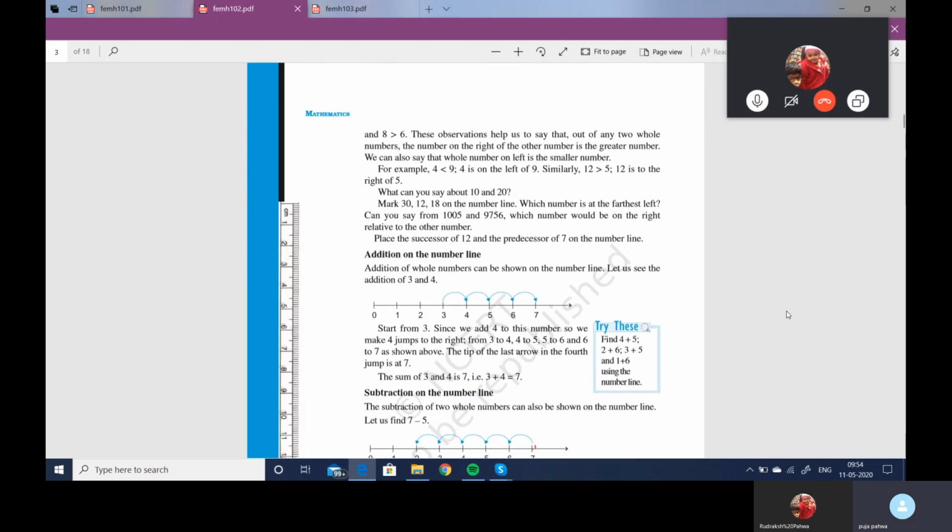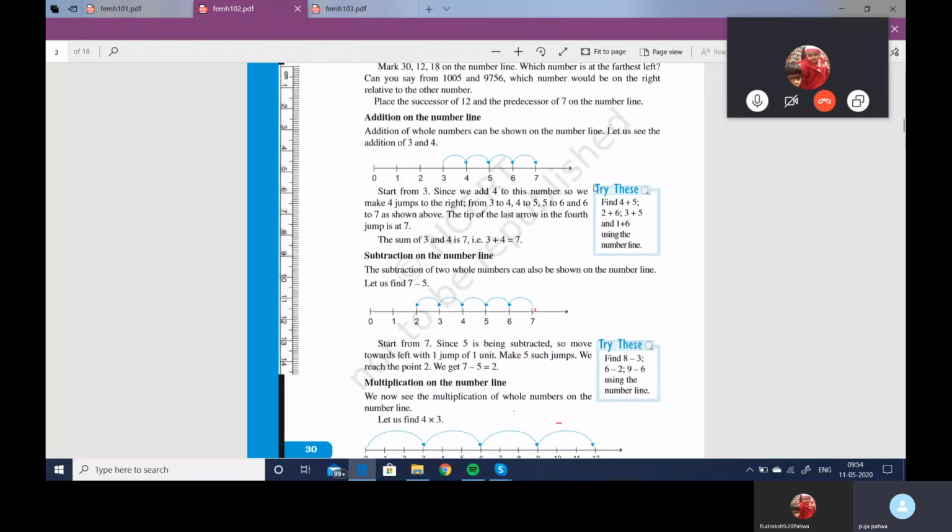Now we want to do addition on the number line. We want to find 4 plus 5. Now 4 is there, we want 5 jumps on the right side of the number line. Why right side? Because adding will go to the right side. Okay, now 5 jumps: 1 jump, 2 jump, 3 jump. We have written 8, 9, 10 like that. So 1 jump, 2 jump, 3 jump, 4 jump and 5 jump. Adding 4 plus 5 gives us 9. So we'll land up at 9.